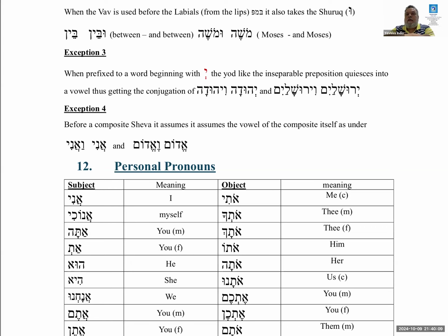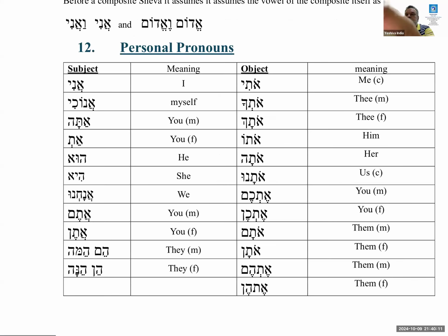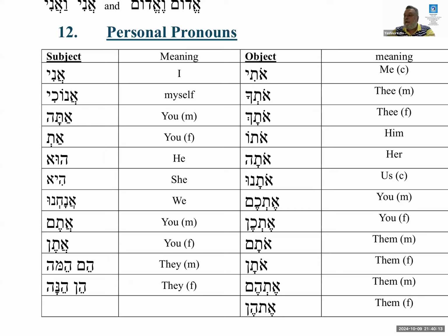Okay, we're going to learn personal pronouns today. Very interesting, because when you're reading, you'll need to know what the personal pronouns are.